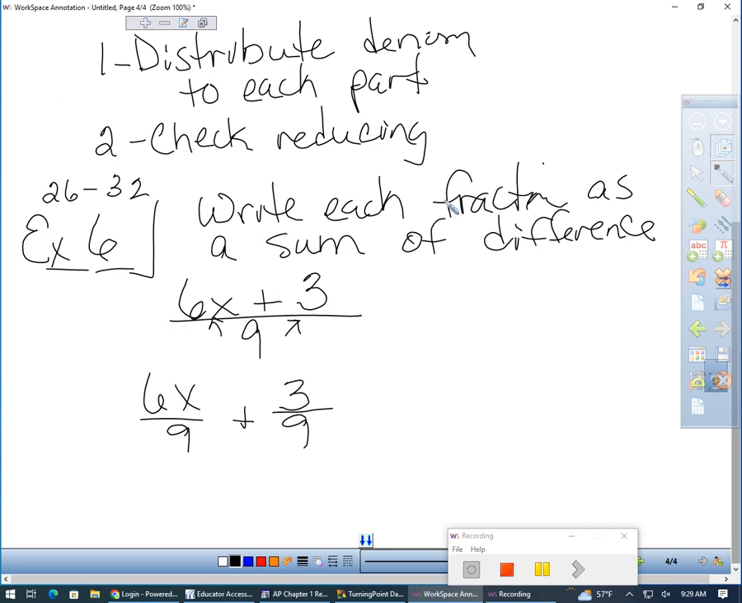Then step 2 says to check to see if you can reduce each one. Can I reduce 6 over 9? To what? Over 3. Very good. So we can reduce this to 2x over 3, right? 3 goes into both. Plus, can I reduce 3 over 9? 3 goes into 3 once. 3 goes into 9 3 times. So I get 1/3. And then that's just your answer. That's where you stop and you're all done.